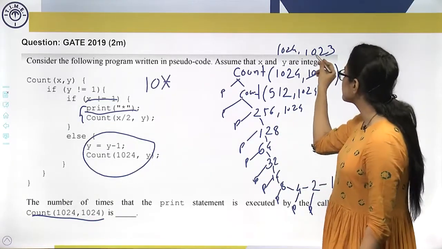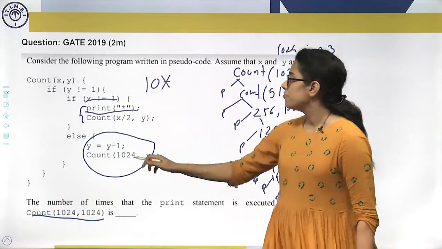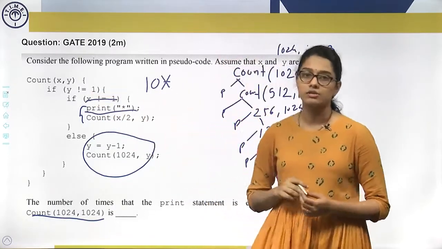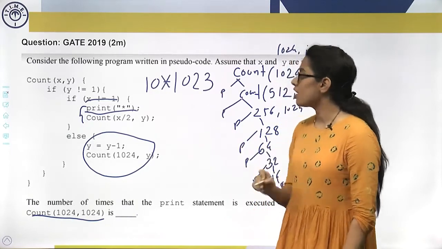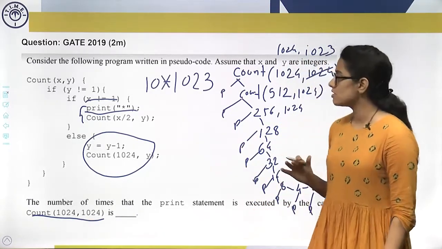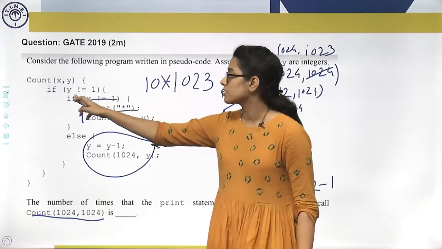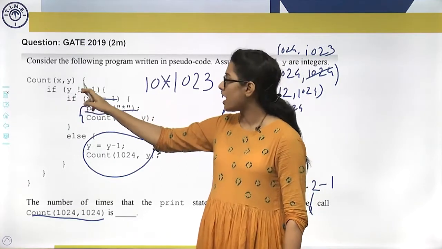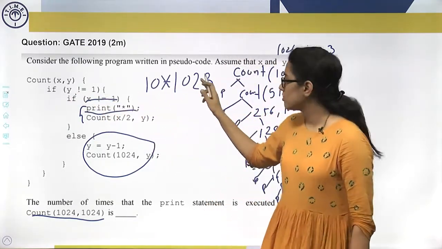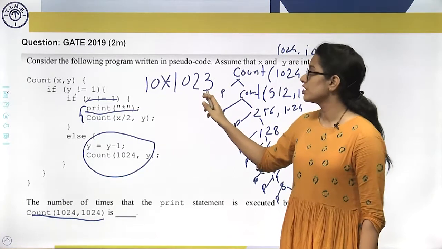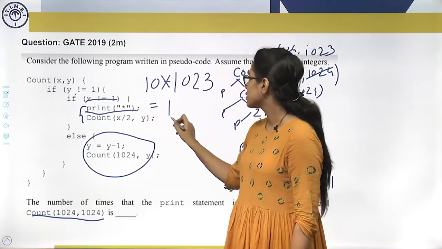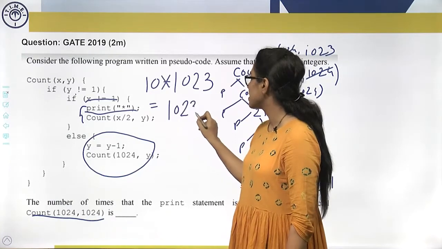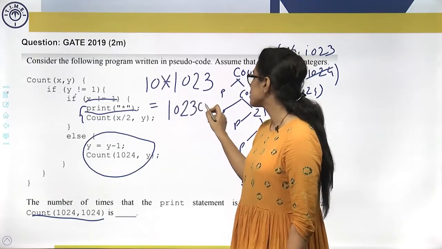Now how many times is this y value going to change? When y is not equal to 1. So it is going to happen for 1023 times and not 1024. Here there is a logic based on the termination condition. Because y is not equal to 1, it will not be 1024, it will be 1023. So the total number of times the print statement is getting executed is 10230.